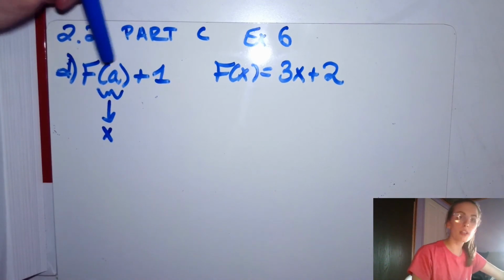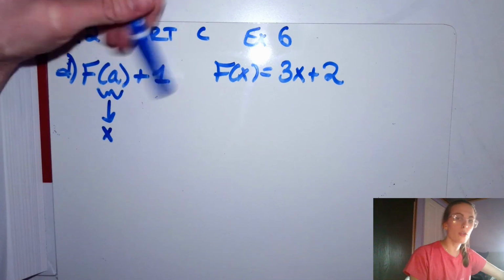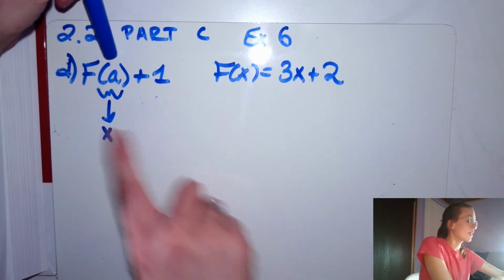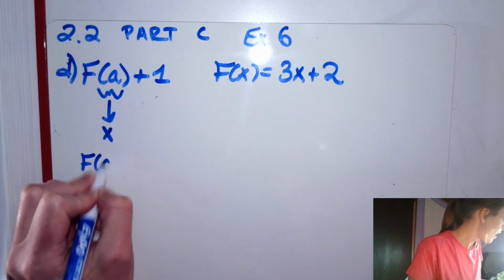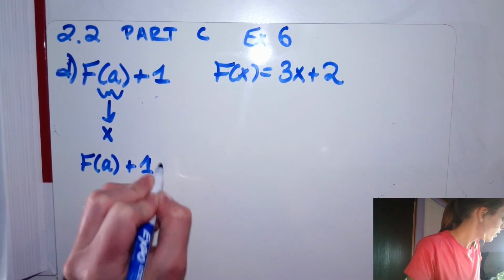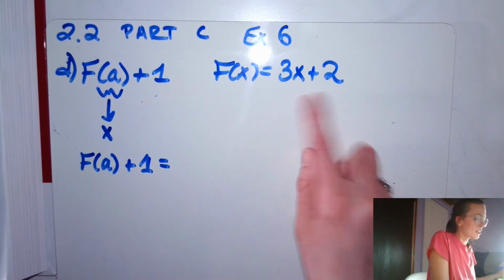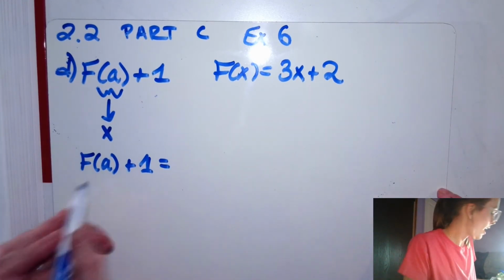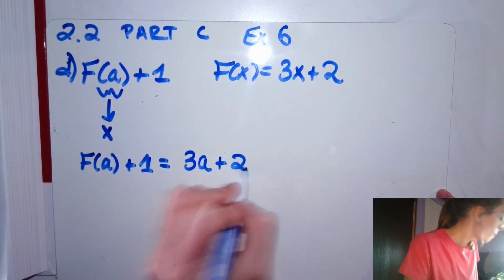So only whatever's in the parentheses is the input. Plus 1, that's not part of the input. You'll do that part afterwards. But whatever is in these parentheses here, that's the input. You'll replace x with that. So we'll say, okay, f of x equals 3x plus 2. So if you replace x with a here, you'll get f of a equals 3a plus 2.